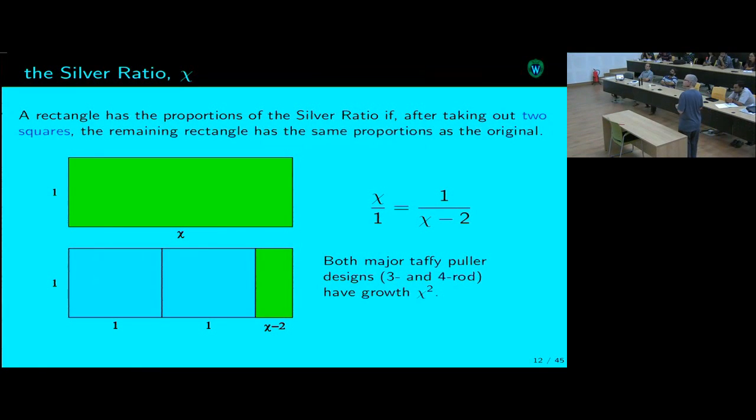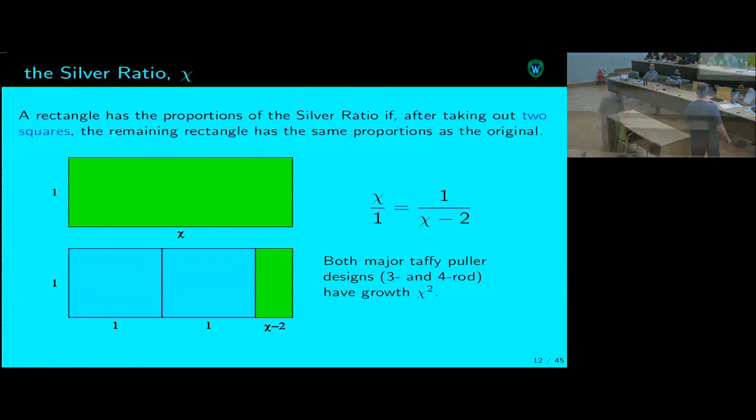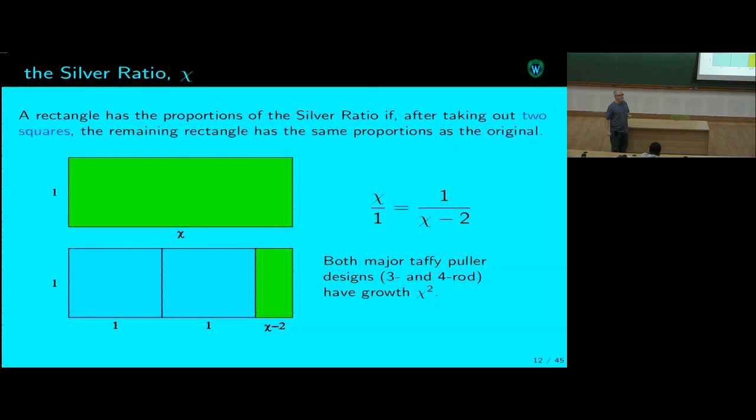And here's a surprise. Both of the major brands of taffy pullers, the 3-rod and the 4-rod one, have growth of the silver ratio squared. Both of them. They're identical. Now, it is not obvious why, in the sense that, remember that I can draw a picture of the very first one that I showed. It has a fixed rod, and then it has a moving rod like this, and then it has another moving rod like this. I think they're counter-rotating.